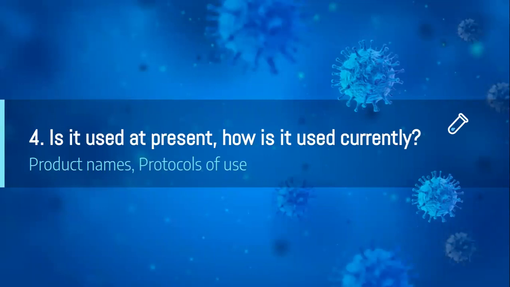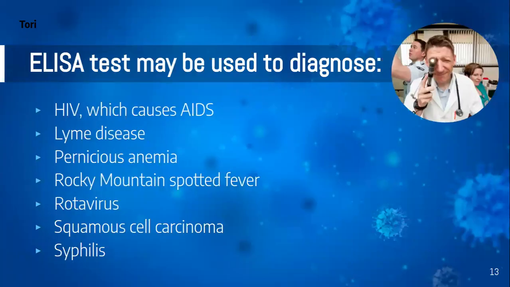Okay, so is it used at the present, and how is it used currently? These are just a few diseases that ELISA tests may be used to diagnose. These include HIV, which causes AIDS, Lyme disease, pernicious anemia, Rocky Mountain spotted fever, rotavirus, squamous cell carcinoma, and syphilis.